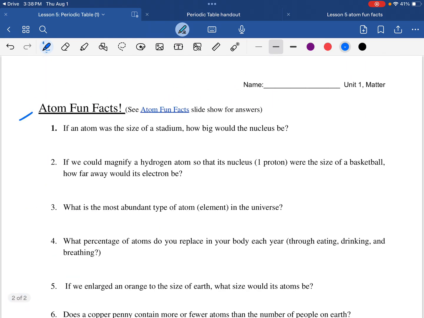Okay, the next part of our notes are atom fun facts. So we're going to look at these little slides I put together. For this, you're going to guess the answers for each one. And don't worry if you don't get them right. I won't be counting these for correctness, but I'd like you to contemplate and think about them and enter your guess before the answer is revealed. So let's go to the slideshow that has these same questions. And as we talk about the answers, you should record them on your note sheet.